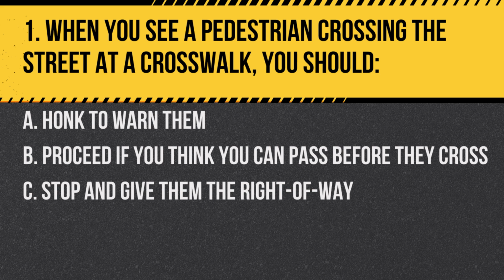Question 1. When you see a pedestrian crossing the street at a crosswalk, you should: A. Honk to warn them. B. Proceed if you think you can pass before they cross. C. Stop and give them the right of way. Answer: C. Stop and give them the right of way. Pedestrians have the right of way at crosswalks, and drivers are required to stop and allow them to cross safely.